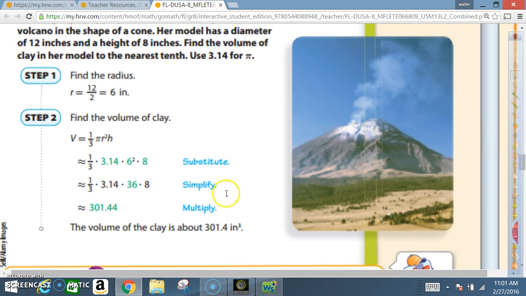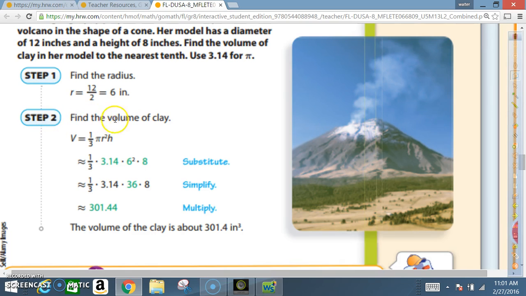All right, now there's a picture of our volcano. Oh no, of course, she made a model. So step 1, find the radius. R is equal to 12 divided by 2, which is equal to 6. Don't forget, the radius is half of the diameter. And they said that the diameter was 12 inches. So 12 divided by 2 is equal to 6.